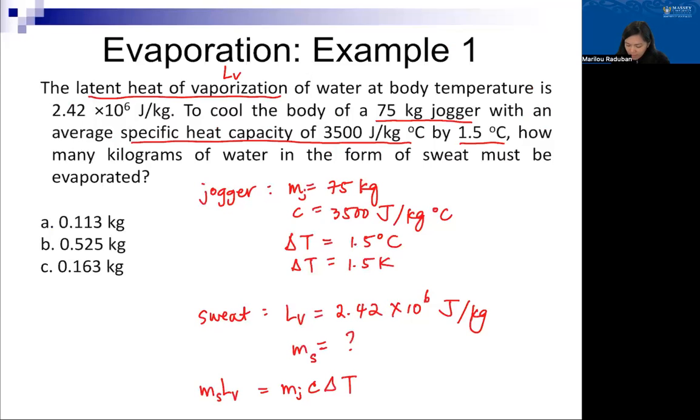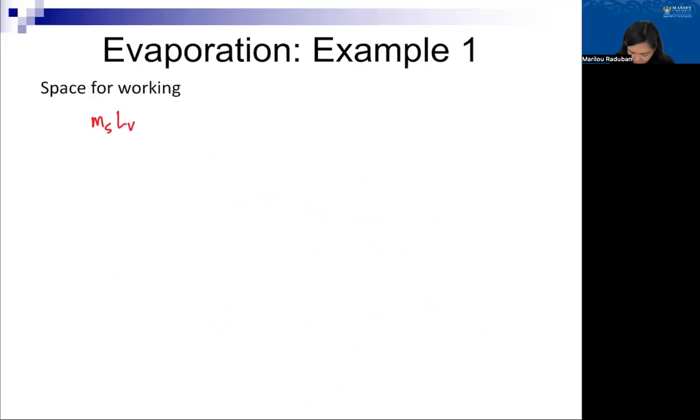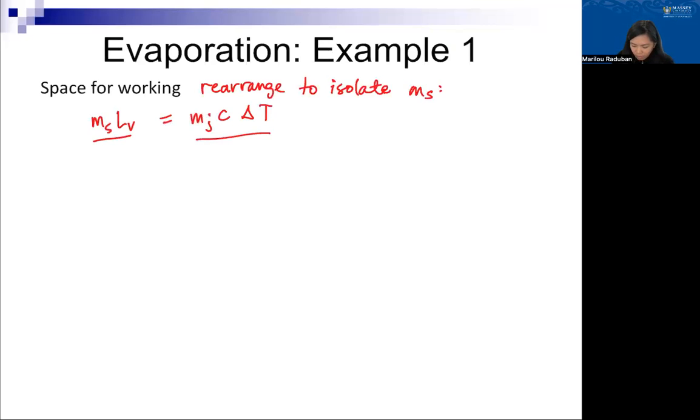Right? What we want is the mass of the sweat, M subscript S. So we rearrange this equation. M jogger C delta T, rearrange to isolate MS. Okay. We can divide both sides by LV, and therefore MS is equal to mass of the jogger times specific heat capacity times change in temperature divided by the latent heat of vaporization.